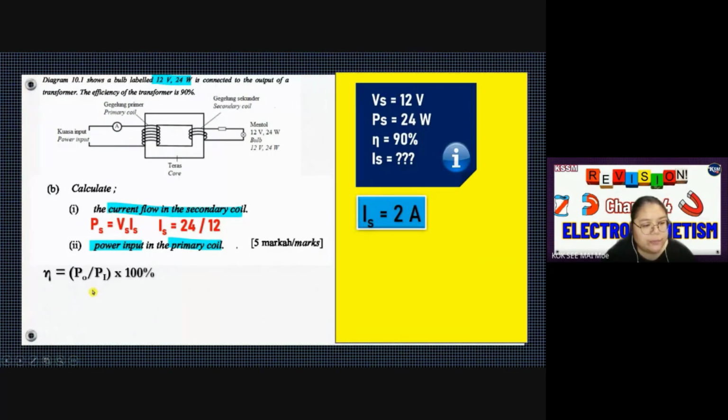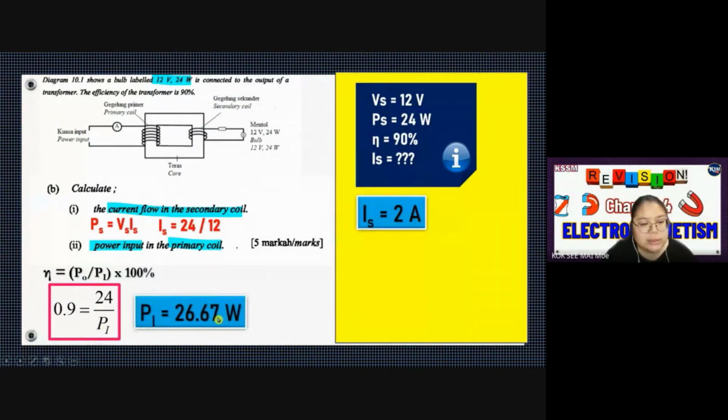So the efficiency formula is like this. You know the output, but you don't know the input, so we just put it in. This 100, I move to the other side, it becomes divide, so it becomes 0.9. So 24 is the output, and the input I don't know. Final answer, the input is 26.67. When you find the input less than 24, that means you are wrong already. The input must be more than 24 because you are 90%, not 100%. 100% means exactly 24. So the answer cannot be less than 24 for your input power.